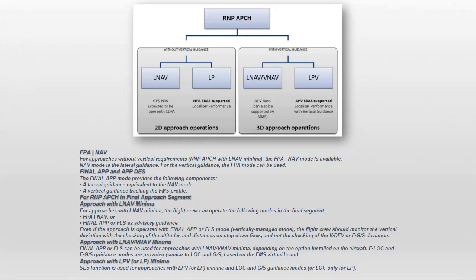Nav mode is the lateral guidance. For the vertical guidance, the FPA mode can be used. Final APP and FINAL APP descent. The final APP mode provides the following components: a lateral guidance equivalent to the nav mode, and a vertical guidance tracking the flight management system profile. For RNP approach in final approach segment, approach with LNAV minima.